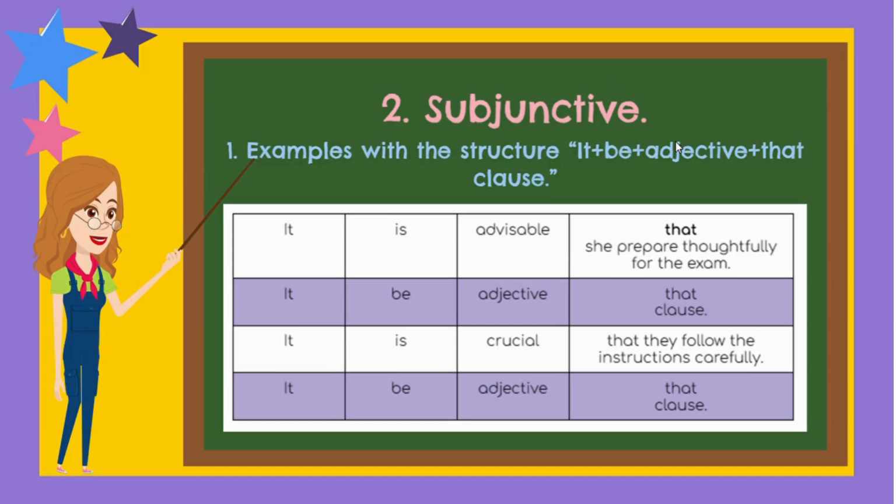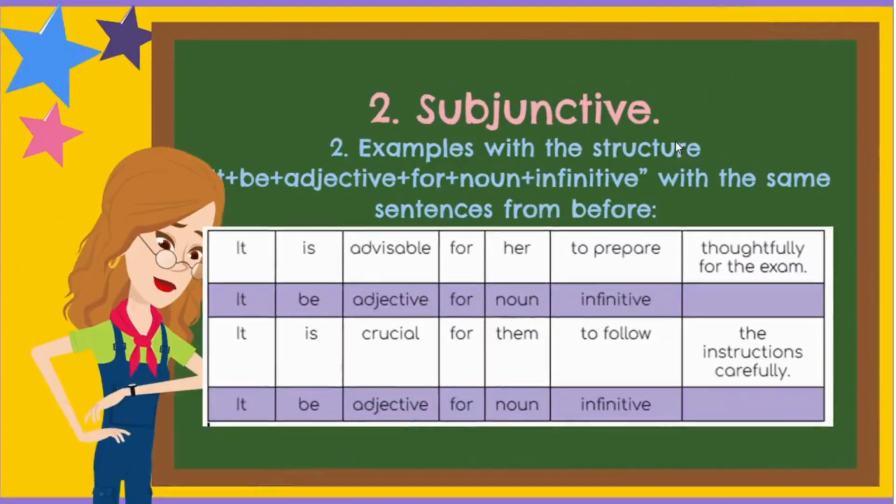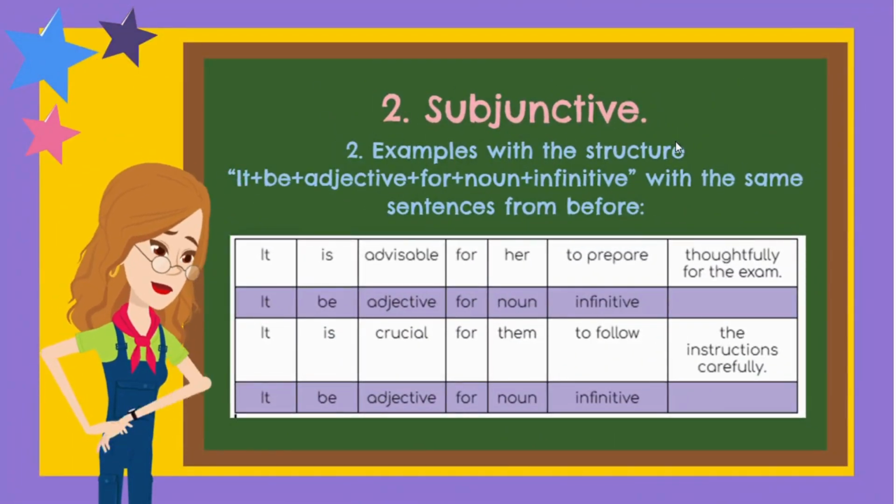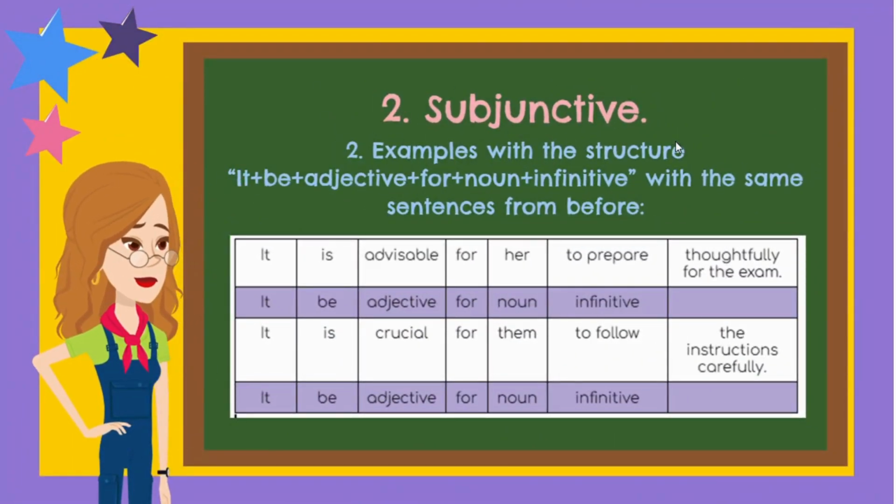And here we have examples with the structure it plus be plus adjective plus that clause. The first one is: it is advisable that she prepare thoughtfully for the exam. And the second one is: it is crucial that they follow the instructions carefully. And second, we have examples with the structure it plus be plus adjective plus for plus noun plus infinitive, with the same sentences from before. The first one is: it is advisable for her to prepare thoughtfully for the exam. And the second one is: it is crucial for them to follow the instructions carefully.